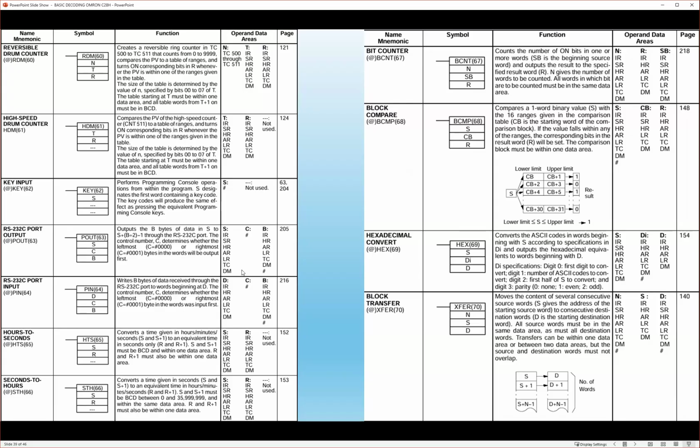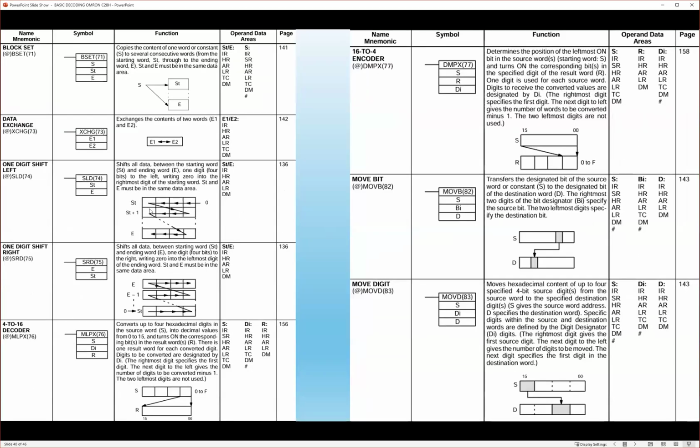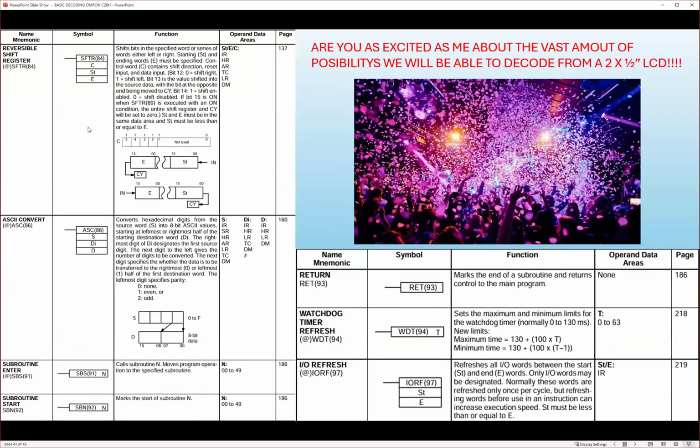We're probably not going to be using a lot of this stuff, but we need to be able to reference it if we do see it and know what it's supposed to look like or what it's supposed to do. One-digit shifts, move bits, like I said, it goes on and on with the capabilities here. And that's the last page of that. So, possibilities, we'll be able to decode from a 2-inch by 1/2-inch LCD. It's going to be super exciting.